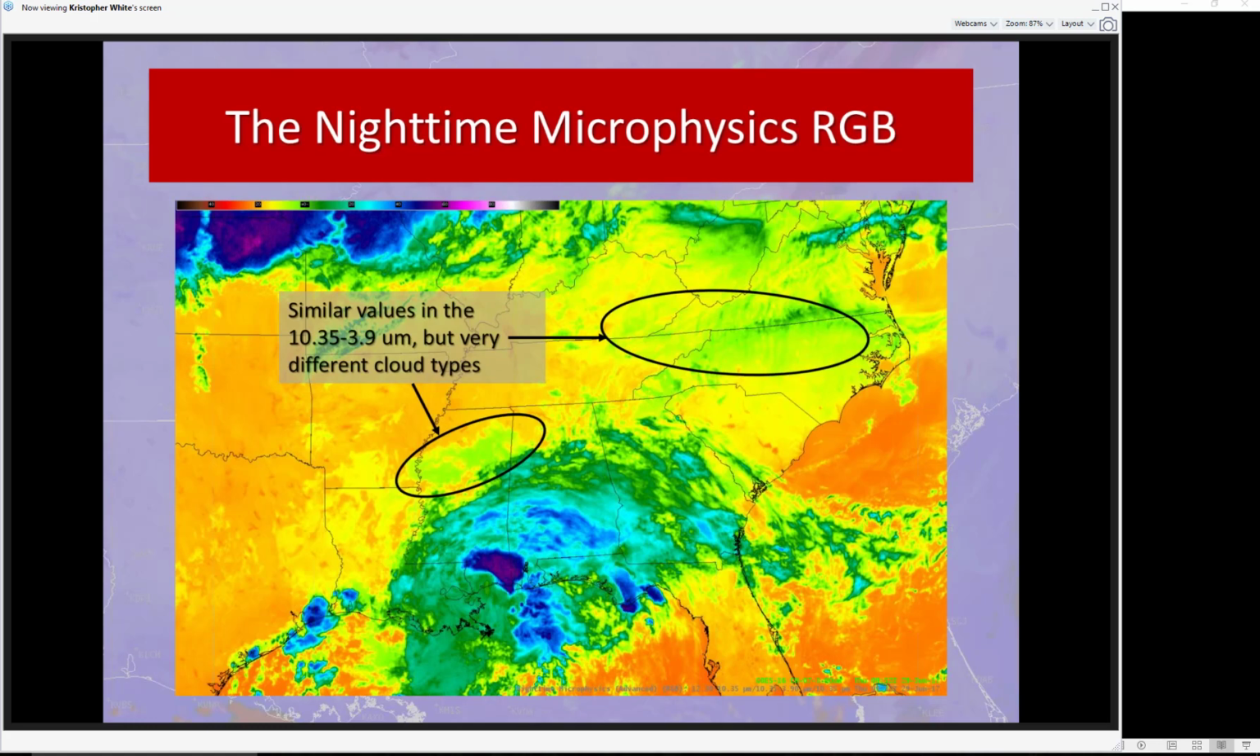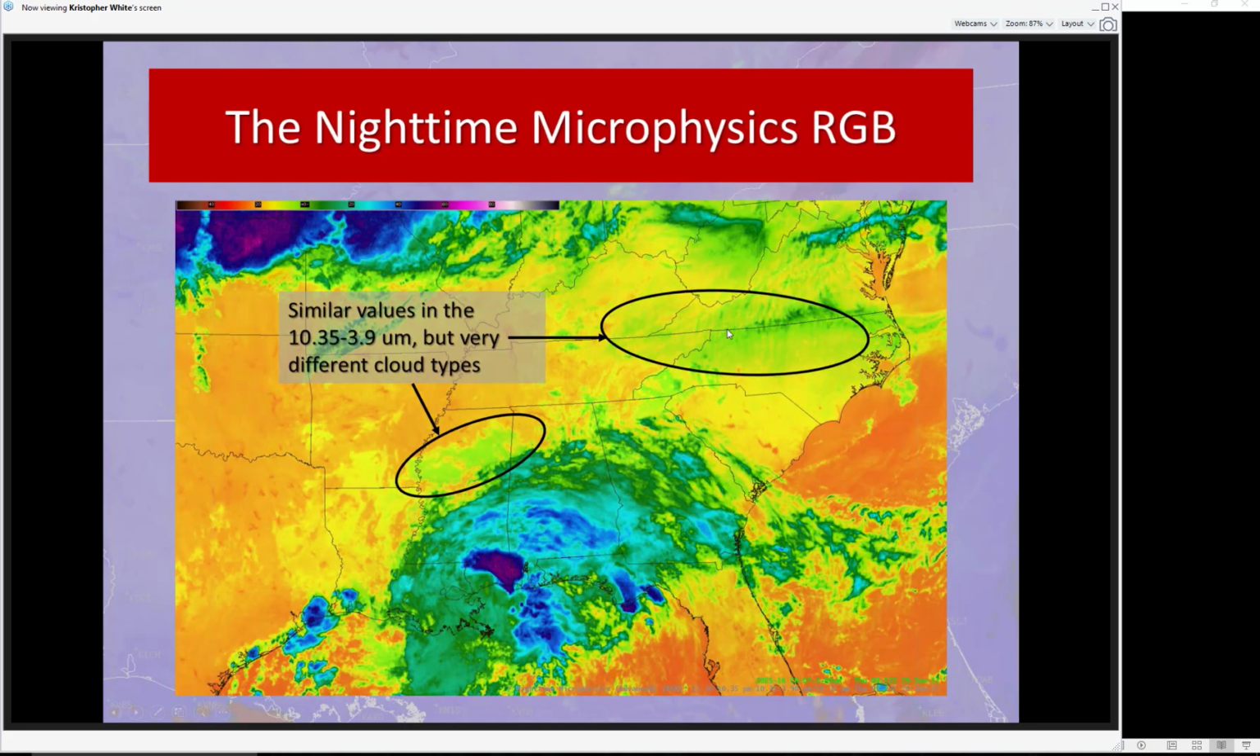Here's another example, and this is from late June. I'm at 10.35 minus 3.9. By the way, this is just a standard color curve that comes up in our AWIPS here at the Huntsville office for this channel difference. But anyway, notice that you get relatively similar colors in the 10.35-3.9 in this cloud scene over northern Mississippi, and this very large area in the Mid-Atlantic and the Central and Southern Appalachians. Notice that you get fairly similar green values.